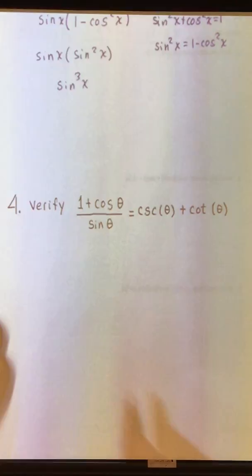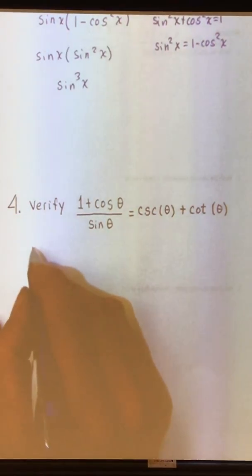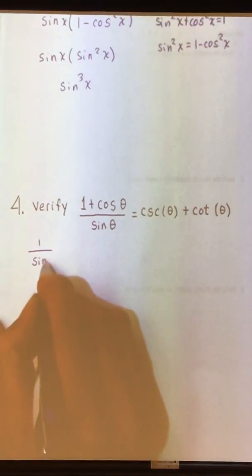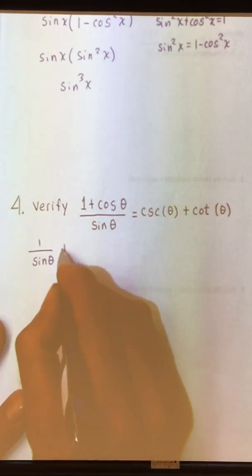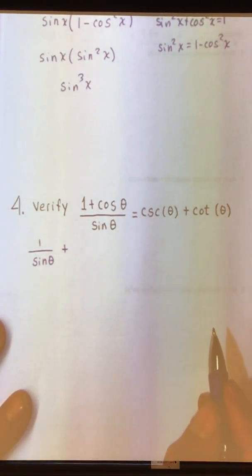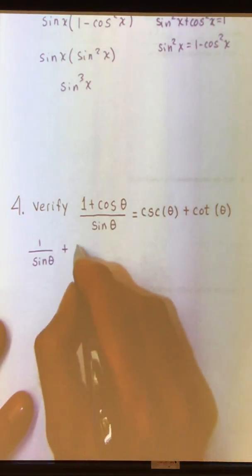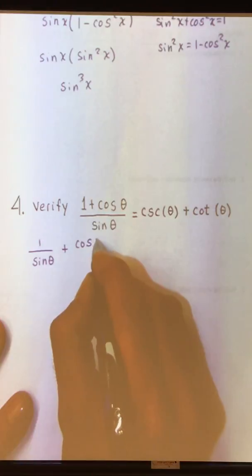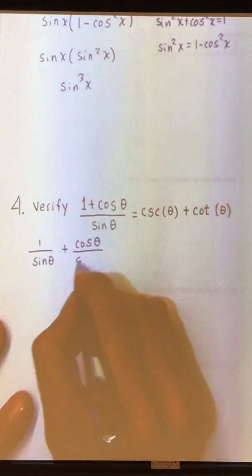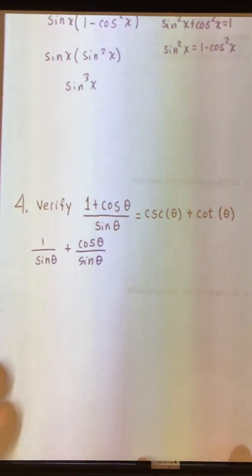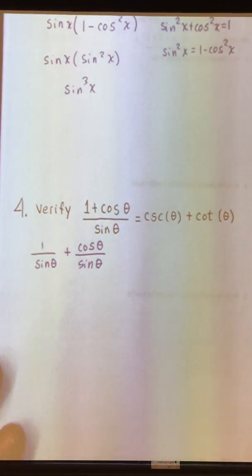Here, I think what we'll do is an arithmetic move. We'll separate this fraction into two pieces by writing both terms in the numerator divided by the same denominator, which is sine of x. 1 over sine of x plus cosine over sine, separating the numerator so that we have a common denominator.